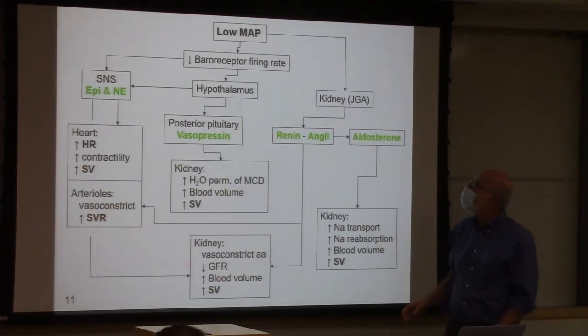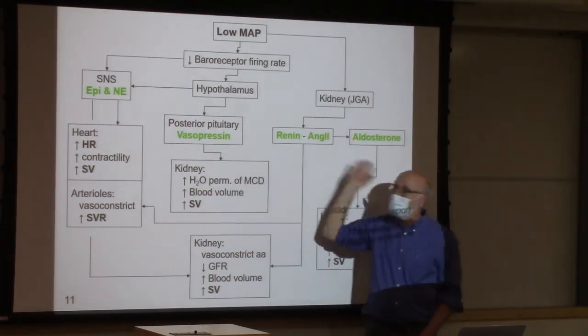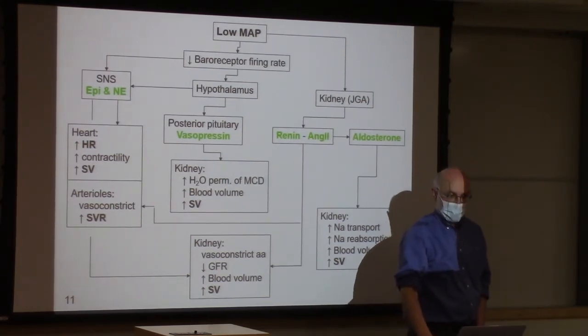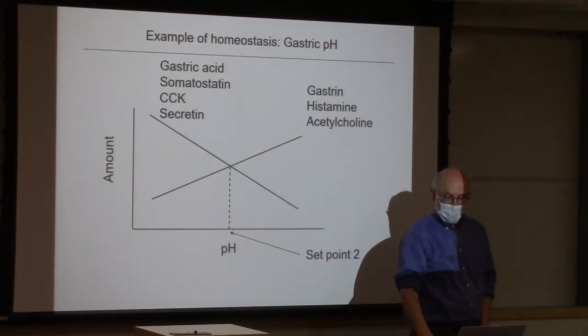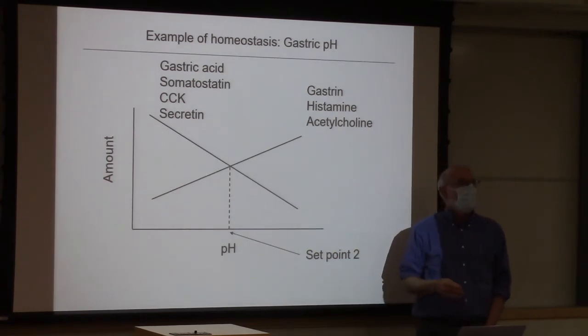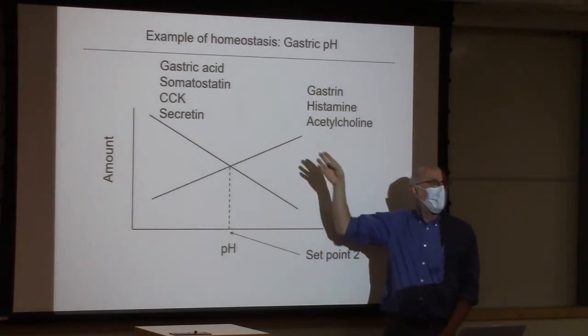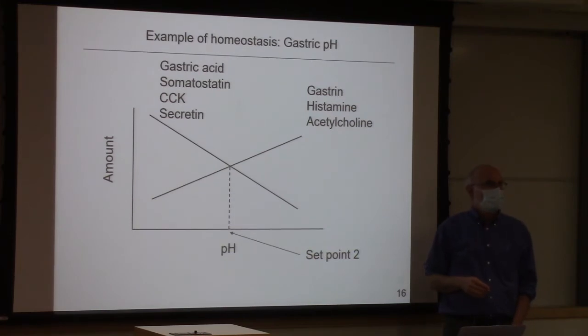What cells detect low blood pressure? Baroreceptors, and then we're off and running with all these stories. This system works for all systems that have antagonistic things that work against each other. It doesn't work for everything, but it works for a lot of what we've been talking about in this course.